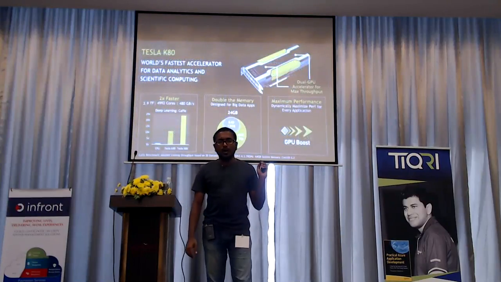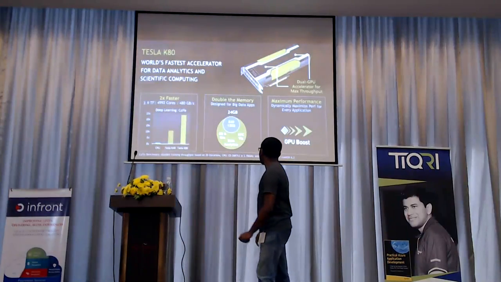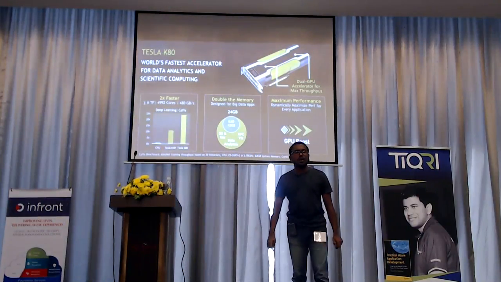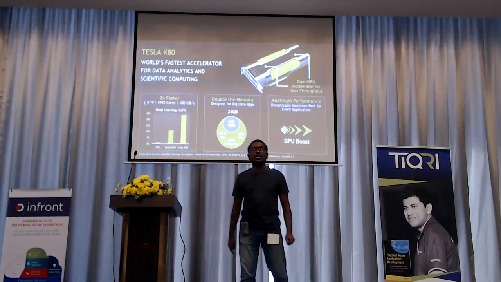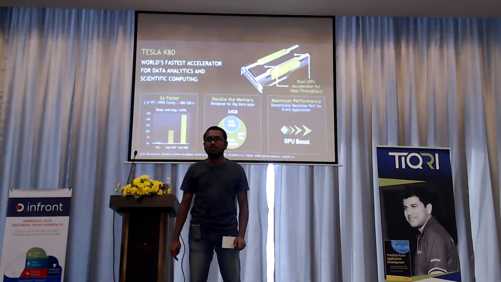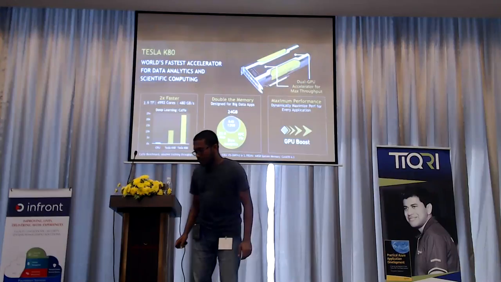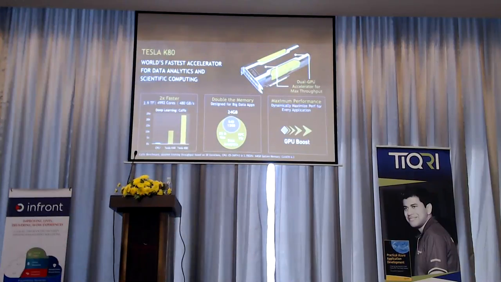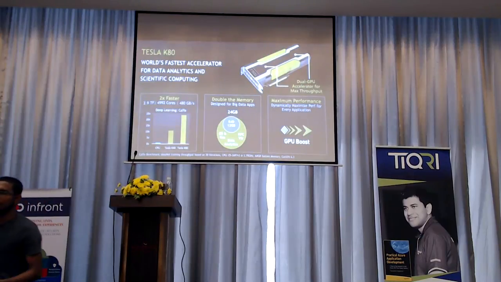So this GPU I'm talking about, the Tesla K80 from NVIDIA, has, as I remember, 4,992 cores at a time compared to the CPU that has only 4 cores. So why is this important? For that I'm going to do a small math. We have this thing here. Everyone has done matrix, right? Matrix multiplication.